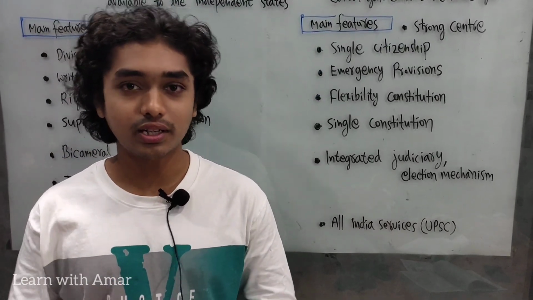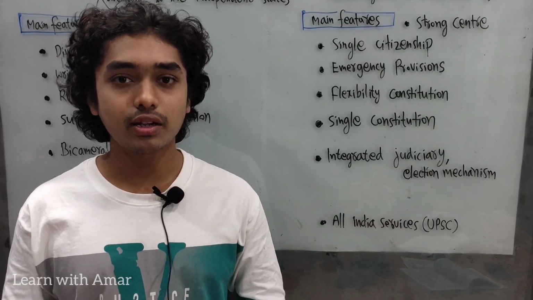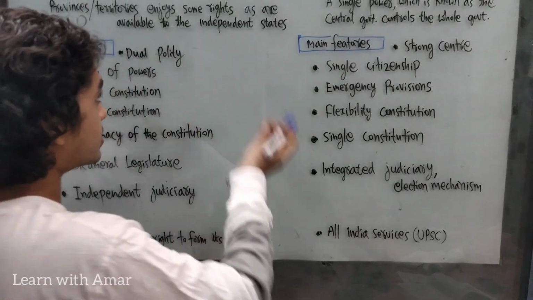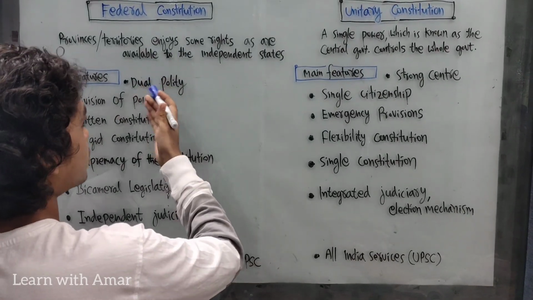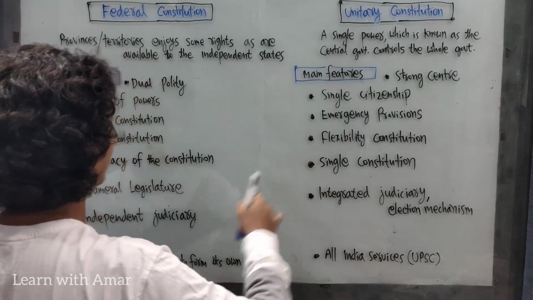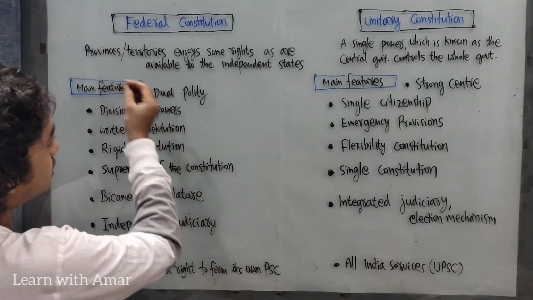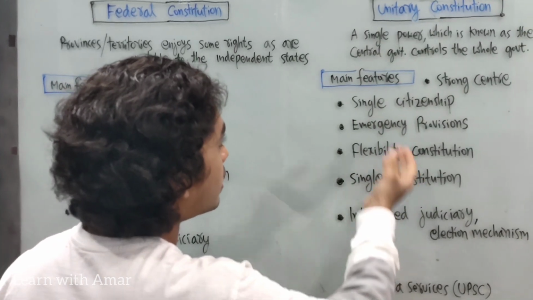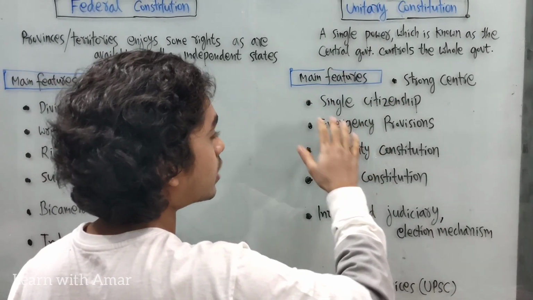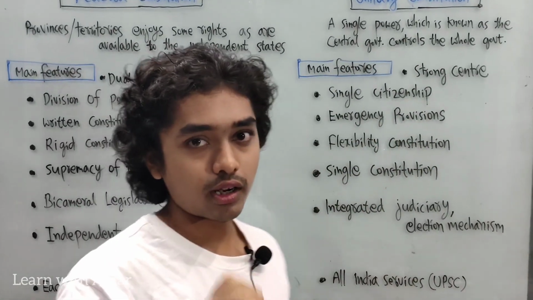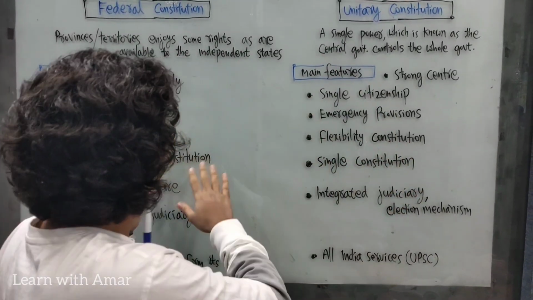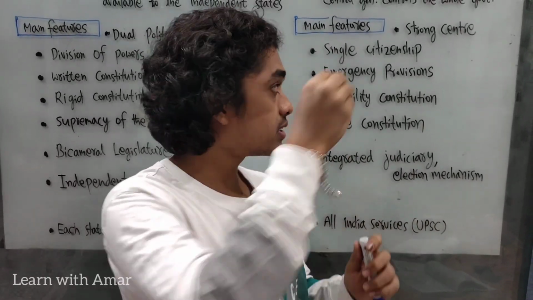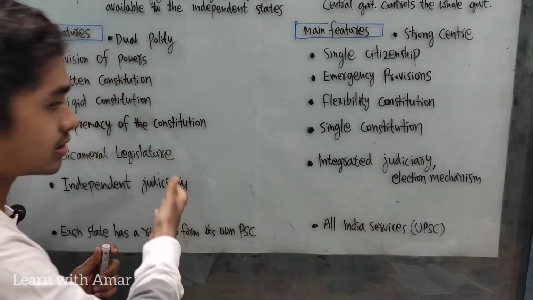After the parliamentary and presidential types of government, there is another kind of system which relates the central government to the regional governments. There are two kinds of systems that are there. One is the federal system, or the unitary system. Let us look at the definitions of these. The federal system states that the provinces or territories enjoy some rights as are available to independent states. Whereas the unitary system has a single power, known as the central government, and it controls the whole government. Now, the Indian constitution is not either only unitary or only federal. It has features of both of them. So let us look at the features of the Indian constitution that are of the unitary system as well as of the federal system.